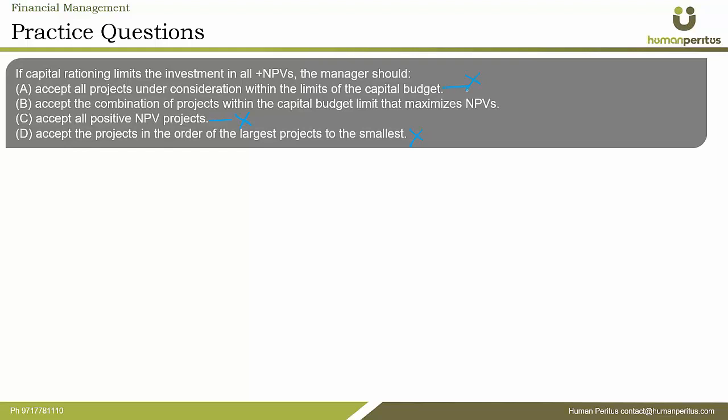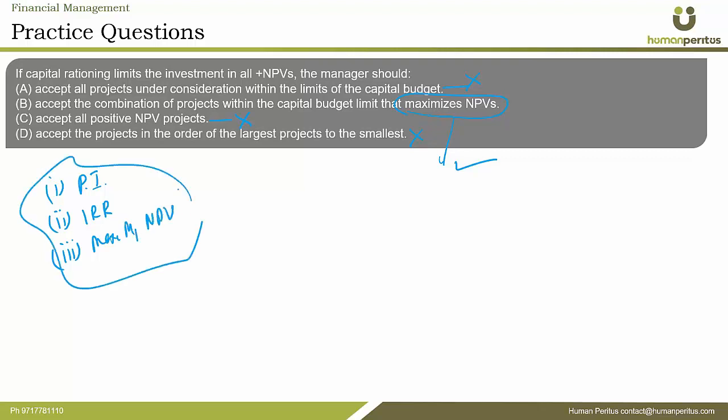Accept the combination of projects within the capital budget that maximizes NPV. Yeah. So this is another method. This is one method of capital rationing, as I told you. Therefore, this is correct. So you can do capital rationing by arranging them from largest to smallest order of PI. You can also arrange them by IRR. You can also arrange them in such a way that you maximize NPV and so on. So there are many methods with which you can do capital rationing.